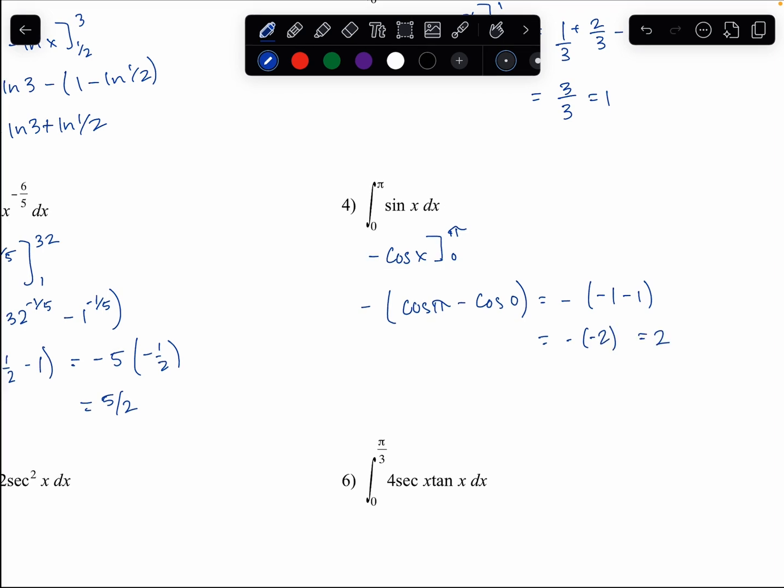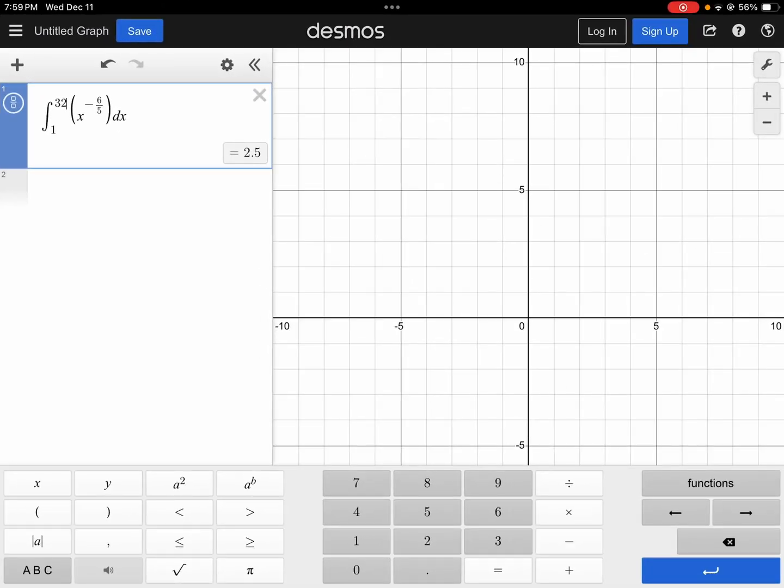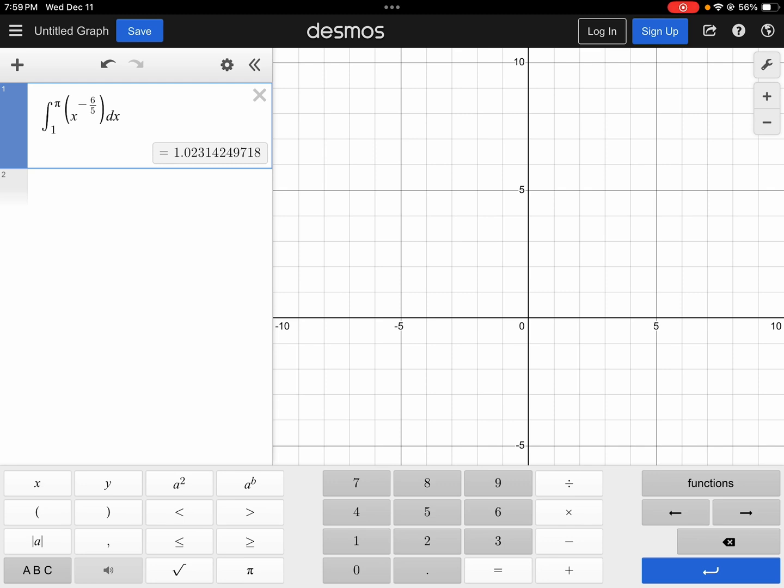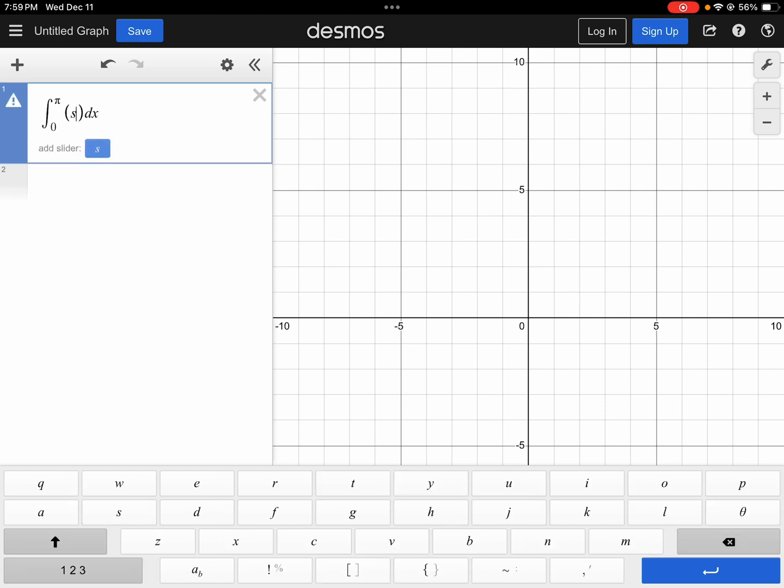So let's check that here. We're going to do this to pi, change this lower bound to be 0, change the function here to be sine of x, and we get 2. Cool.